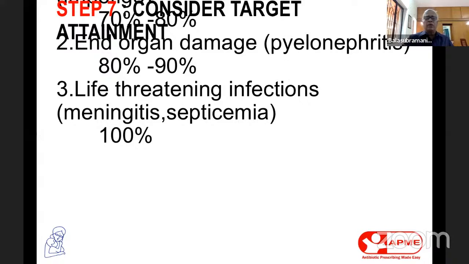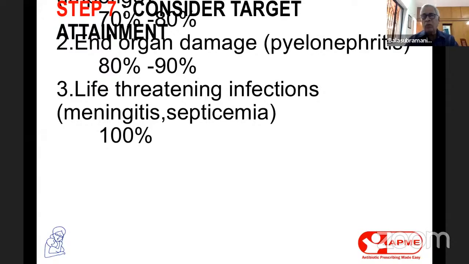Medium target attainment. You have disease like pneumonia. You have disease like pyelonephritis. They don't kill immediately. Of course, they can. They don't kill immediately often, but they result in end organ damage. For example, a pyelonephritis will lead to scars. Here, your target attainment ratio should be around 80 to 90%. On the other hand, if you have somebody who has got a life-threatening infection, meningitis, sepsis, if you don't treat, they will die. Here, your success rate should be high.